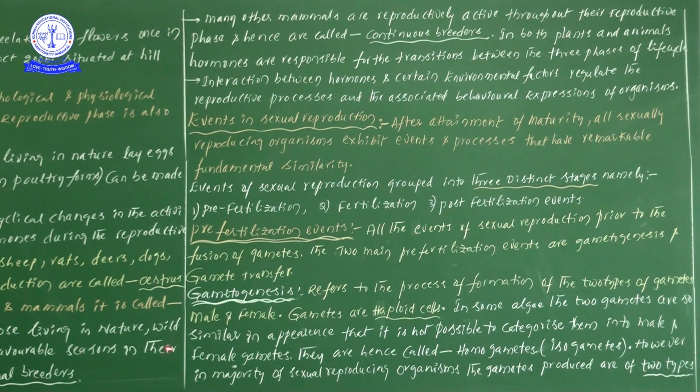Homogametes means here the gametes are morphologically similar, isn't it? So two types means here they are morphologically dissimilar. Such kinds of gametes we can simply take as heterogametes. Here to write I don't have space, that's why this particular word we take as heterogametes.